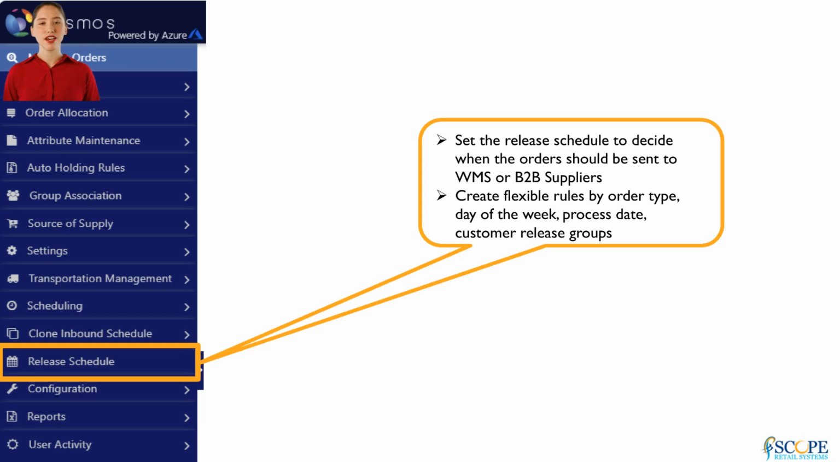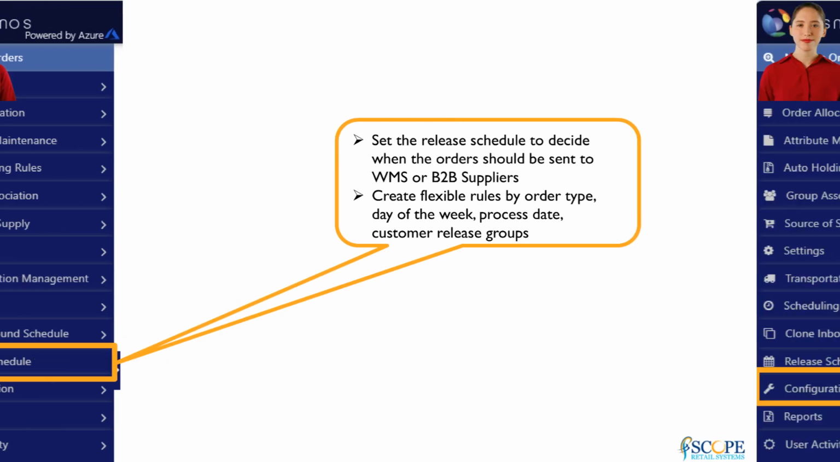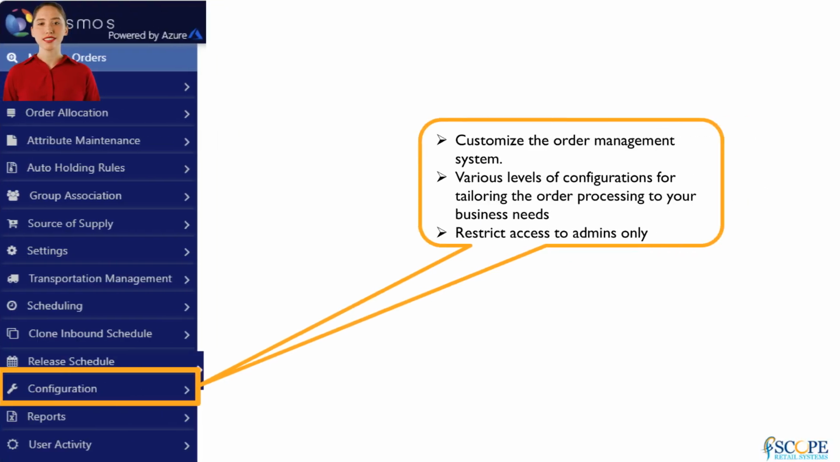Release schedules define the schedule of the orders that are outbound from Cosmos to the supplier. It determines when the order should be sent to WMS or the warehouse management system. A business admin function to customize how the order management system will process your order. Declare which inventory buckets to use for auto-allocation and which order statuses are allowed to route the orders. Enable training mode, customize grace windows for inbound schedules, and many more configurations.